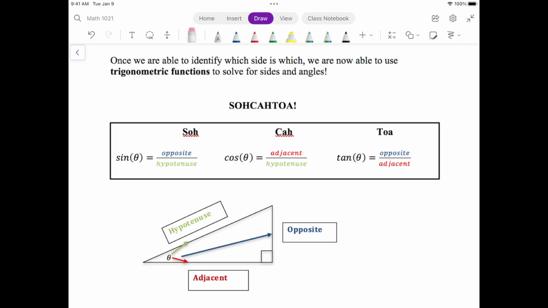So depending on which side you've been given and the angle that you have, you can find out the missing piece. For example, if I am looking for the opposite side and I've been given the adjacent side, then I'm going to use the tan function because it uses opposite and adjacent. If I'm looking for the hypotenuse and I've been given the opposite, then I'm going to be looking at the sine function because it uses the opposite and the hypotenuse.